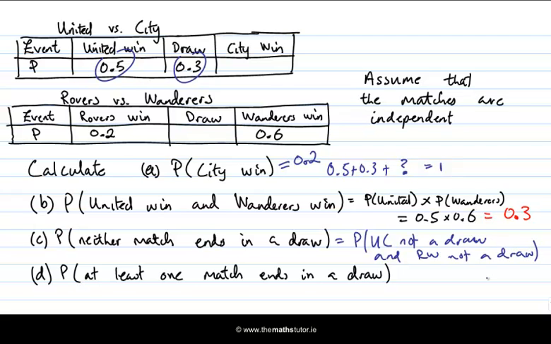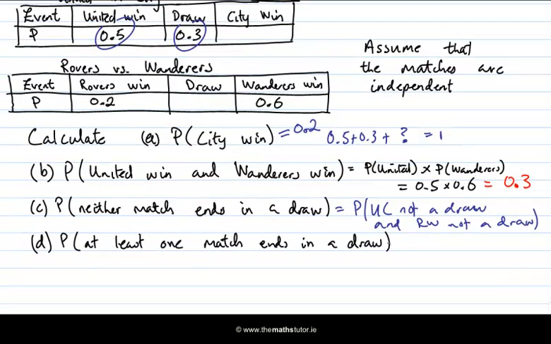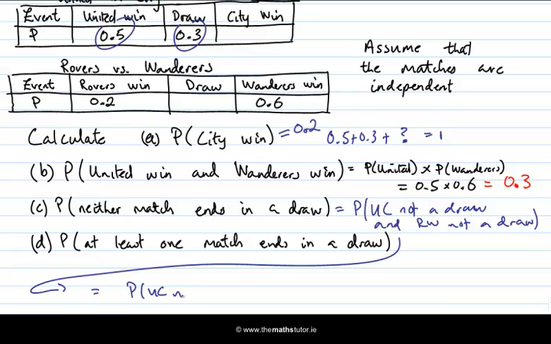Okay, so let me continue this one down here a bit. We need a bit more room, so I'll just continue this calculation here. So now we can use the multiplication rule because United City and Rovers Wanderers are independent. So now what's the probability that United City is not a draw? So the probability of United City not a draw, and that's going to be multiplied by the probability that Rovers Wanderers is not a draw.